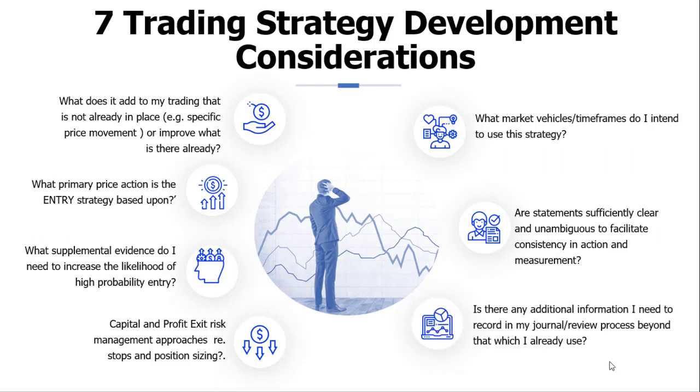And finally, and assuming that you're already measuring your trading to some degree, we need to ask the question of our strategy and say, well, in light of what we're going to do with this particular trading, is there any additional information I need to record in my journal or the review process that you're using beyond that which I already use? So there you have it. There you have your 7 strategy development considerations.